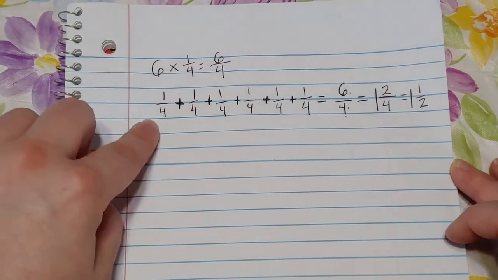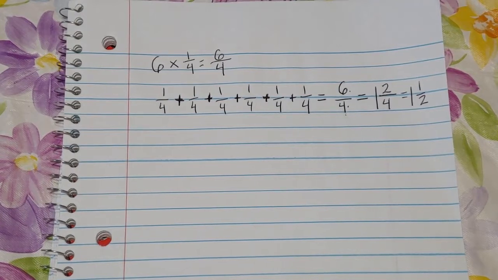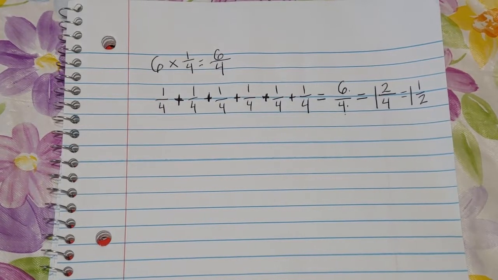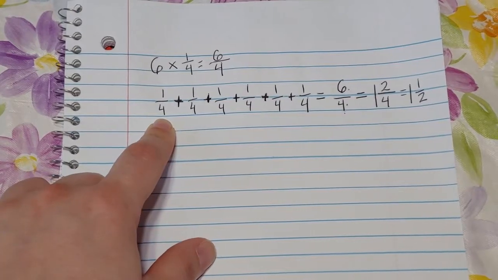You might be thinking about another way to solve this. You can think about money, but money doesn't work for all fractions. It just conveniently works for this one because 1/4 is the same as a quarter. So 6 quarters would be $1.50. Keep in mind that doesn't work for all fractions, but it works really nicely for the fourth.